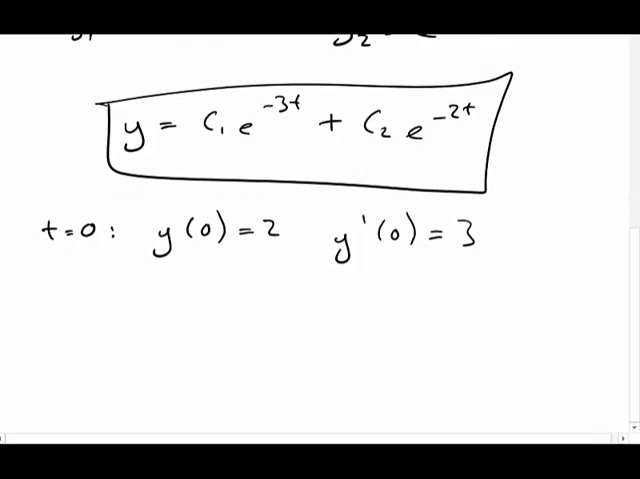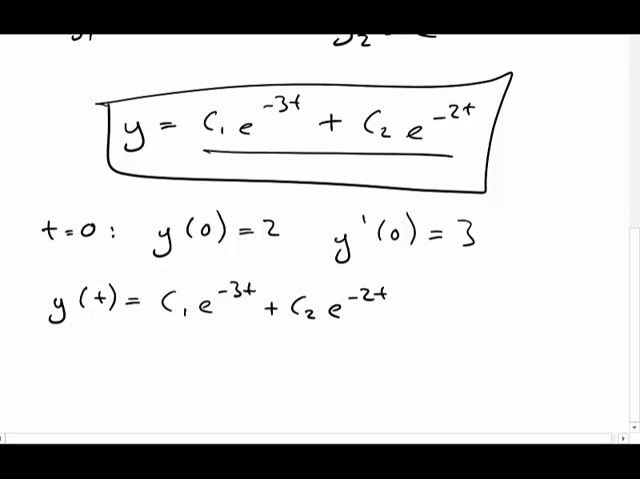I know that y of t is equal to c1 e to the minus 3t plus c2 e to the minus 2t. So when t is 0, I just replace t by 0 in all of this. This becomes minus 3 times 0, so e to the 0, plus c2 e to the minus 2 times 0, so again e to the 0. Well, e to the 0 is just 1, so that's just times 1. And I know that y of 0 is equal to 2, so all of that is equal to 2.